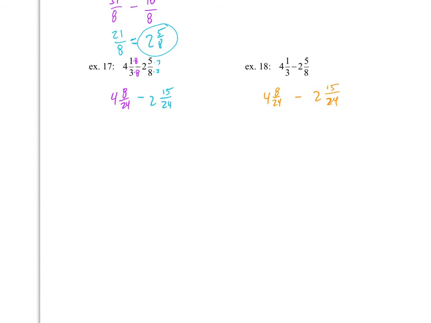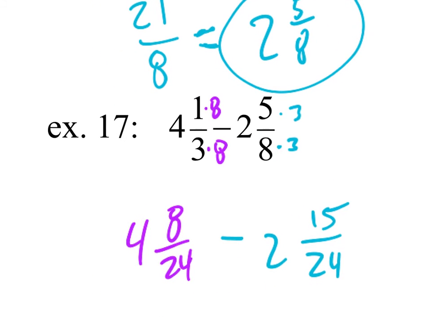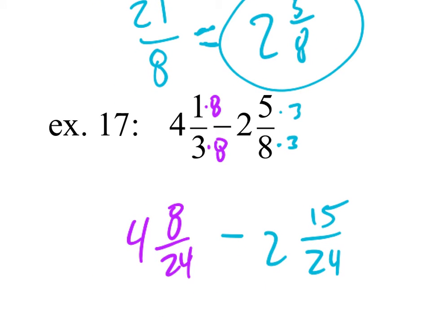We good on that piece? Questions on making common denominators? Ethan? I have a question. In example 17, how'd you get 15? 5 times 3. So Ethan, we're trying to get to 24 on the bottom. On this fraction on the right here, 8 times 3 gets us 24. So we can multiply the top by 3. So 5 times 3 gives us 15.